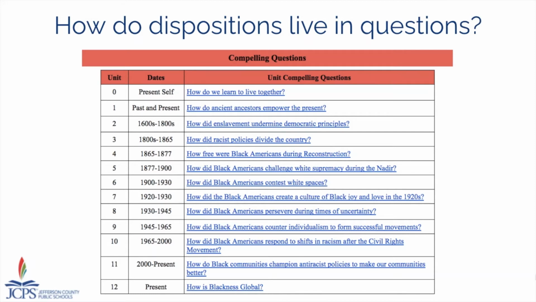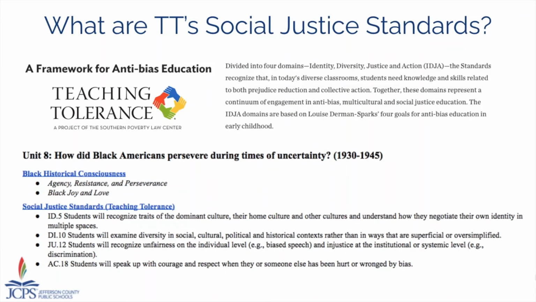And one of my favorite questions is Unit 7, because how often do we see an opportunity for students to explore how did Black Americans create a culture of Black joy and love in the 1920s? This is not often how we frame and look at some of these questions, but we can and we should. We're also using different ideas. For example, here, Teaching Tolerance's social justice standards provide opportunities for teachers to rethink how their curriculum is operationalized in their classrooms.